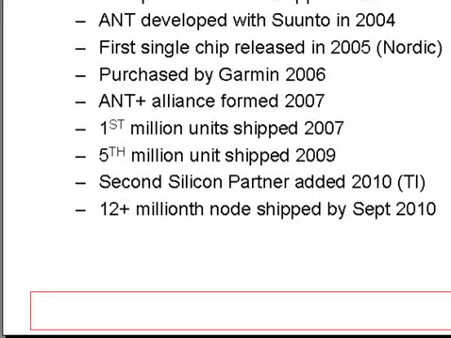A quick history of ANT. It's important to note that unlike Bluetooth Low Energy, ANT is a proprietary wireless protocol. Let's quickly go over the history of ANT. ANT is owned by Dynastream Incorporated, which developed their first ANT product with Suunto in 2004. The first ANT chip was released in 2005. Dynastream then got purchased by Garmin in 2006 and formed the ANT Alliance in 2007. The first million nodes for ANT were shipped in 2007. To date, about 15 million nodes of ANT have shipped, and they're shipping about 1 million nodes a month.